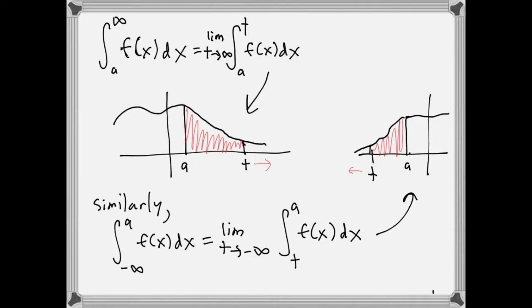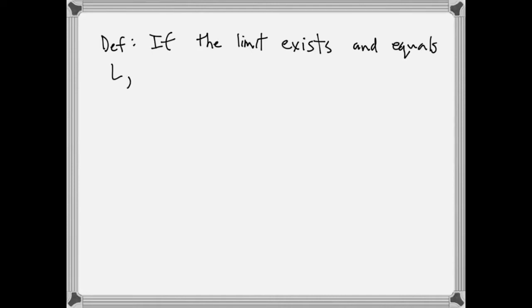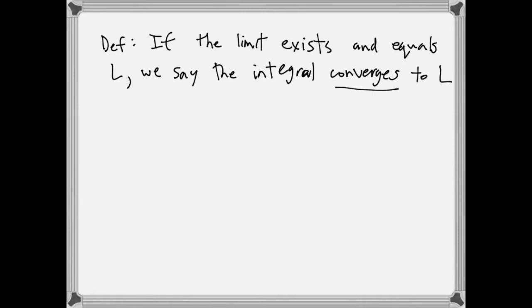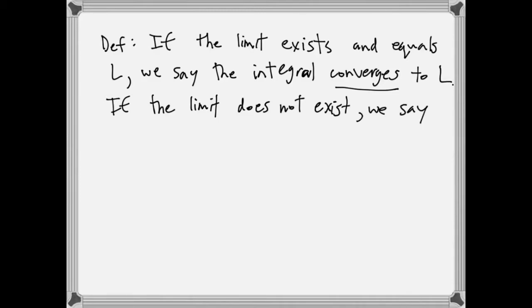Okay? So let's write down a more formal definition here, because this leads us to some new terminology. Definition: if the limit exists and equals L, we say the integral converges to L. If the limit does not exist, we say the integral diverges.